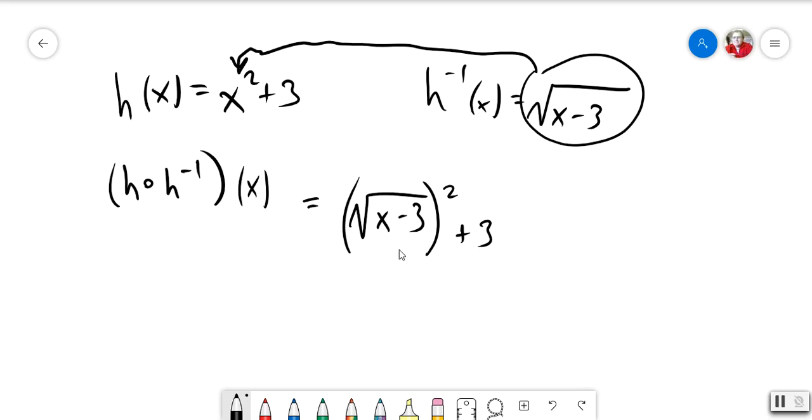Now, this is not a difficult problem. The square of a root just undoes everything. It just clears out the radical, and you get x minus 3, and then plus 3 out there. Bam. Always better with sound effects. So, you're left with x. And that's what we wanted. That proves that I was correct in what I said the composition of functions was. The inverse function was there. Okay.